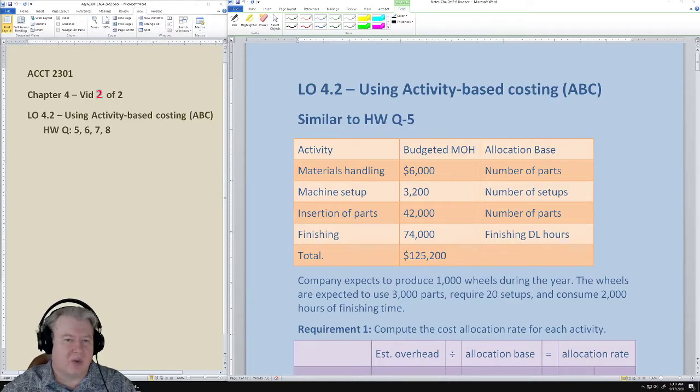So that's all we're doing. We're doing it partly by one cost pool, chapter 3, multiple cost pools, chapter 4. And we're just trying to figure out the manufacturing overhead. So let's go ahead and jump in and take a look at these.